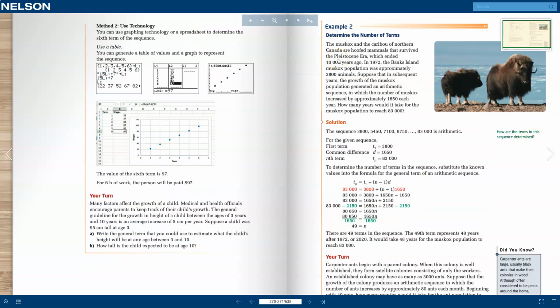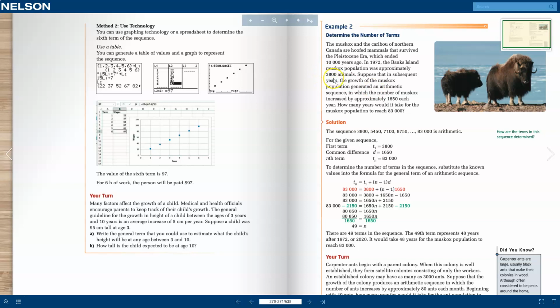Okay, example 2. Determine the number of terms. The muskox and the caribou of northern Canada are hooved mammals that survived the Pleistocene, I'm probably pronouncing it wrong, era, which ended 10,000 years ago. In 1972, the Banks Island muskox population was approximately 3,800 animals. Suppose that in the subsequent years, the growth of muskox population generated an arithmetic sequence.